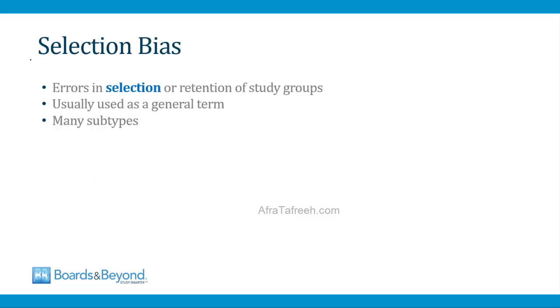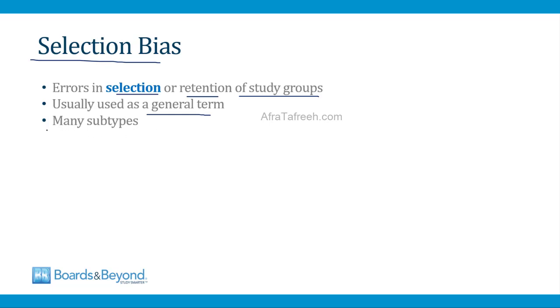We'll start by talking about selection bias, which refers to any error in selection or retention of the groups that you're studying. And usually when we use the term selection bias, it's a general term, meaning some problem selecting the groups of patients that we study so that our analysis of those patients is incorrect, or so that the findings are unique to those patients and aren't applicable to the general population.